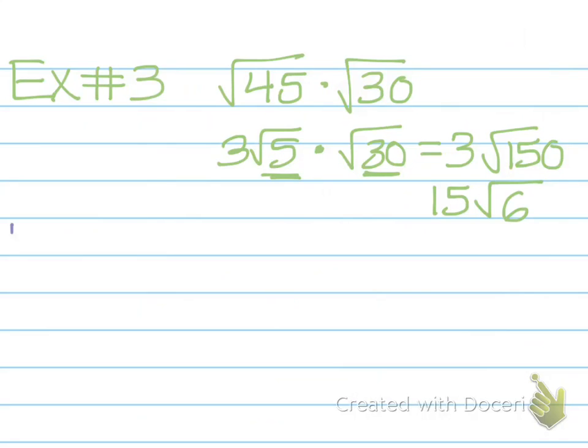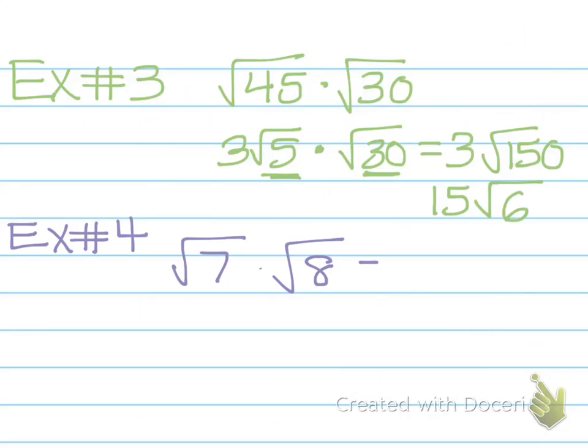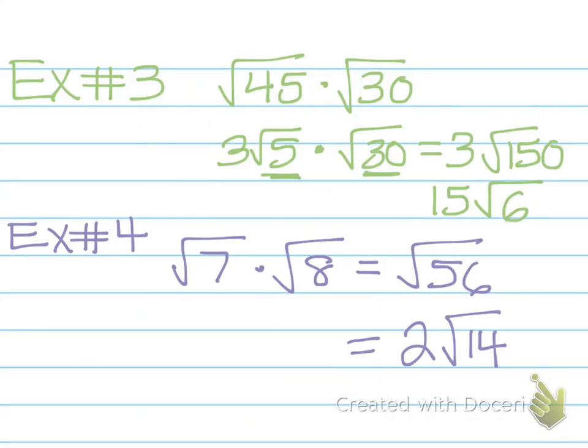And our last example of multiplication is the square root of 7 times the square root of 8. This looks like the first one, where we have the square root of 56. Can that be simplified? Yes, it can. I can pull out a 4, and I have 2 on the outside and 14 left on the inside.